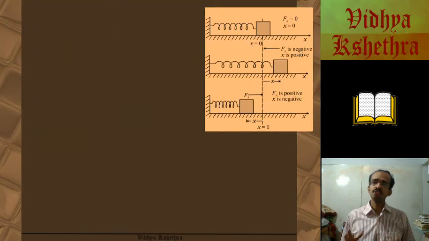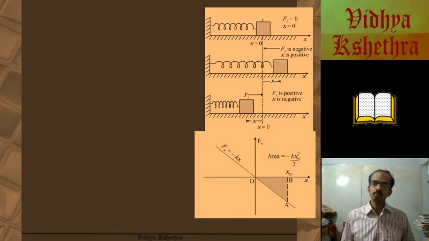Now, this is a figure showing different positions of the spring. At first, the equilibrium position of the spring is shown. In the second, the stretched spring is shown, and the third figure shows the compressed spring. In the second case, Fs is negative and x is positive, that is, displacement is positive. And in the third case, that is when the spring is compressed, the spring force is positive and the displacement is negative.